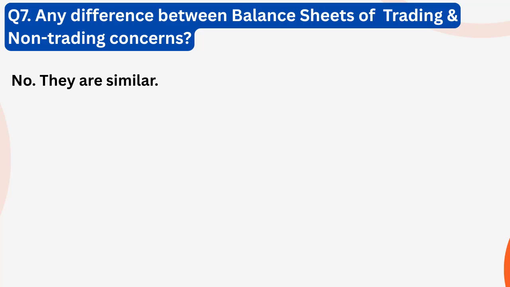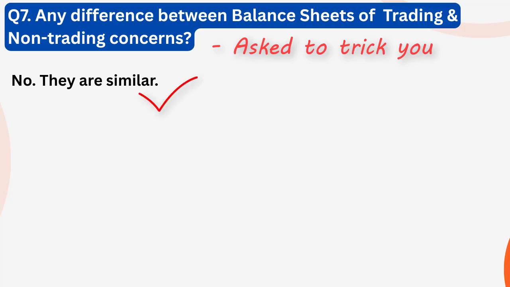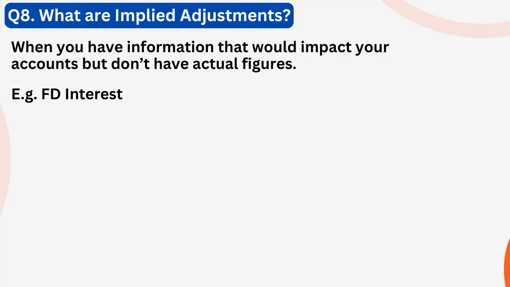Okay, now pay attention to question number 7 that I am bringing before you. This is very simple but is asked just to trick you. The question is, do the balance sheets of trading and non-trading concerns differ in any way? Now, the answer is no. They are similar. They don't differ in any way. Moving on to question number 8 with this.